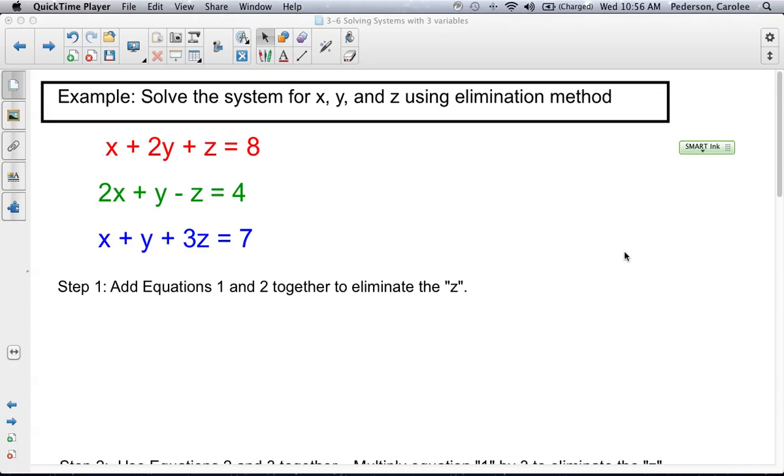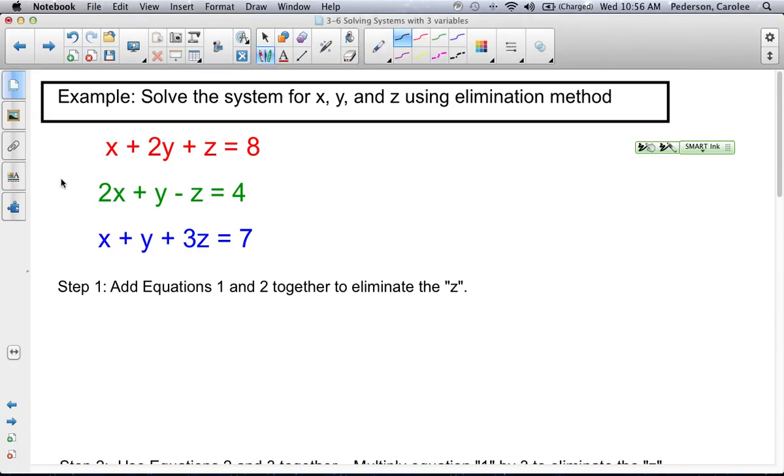Here is a second example for 3.6 that you can use for your homework tomorrow. So again, we do want you to either watch this example or take notes. This will also be in a PDF form that you can print out.